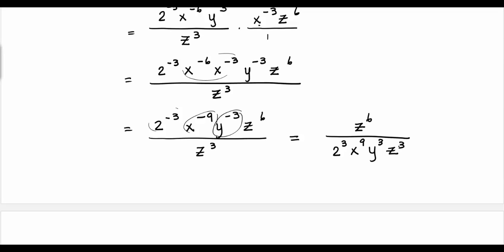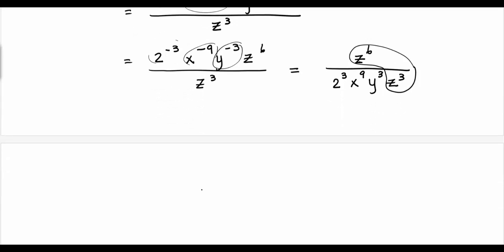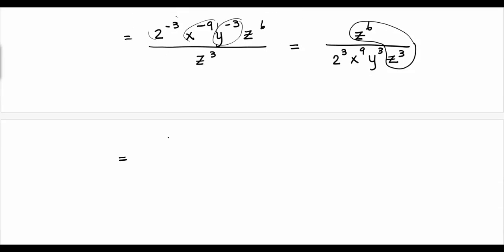I'm almost done, but not quite, because if I look, I have a base in the numerator and a base in the denominator, so I can actually simplify this some more. Right, so that's the same as saying z to the 6 minus 3, right, because I have 6 in the numerator, 3 in the denominator, all over 2 to the 3rd, x to the 9th, y to the 3rd.